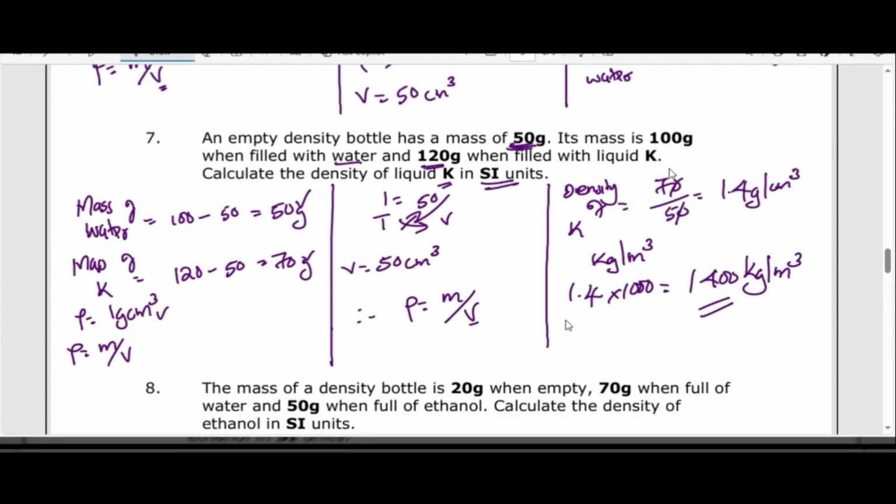You have that. And now because they have told me to give my answer in SI unit, I have to convert into kilograms per meters cubed. And the way to do that, you just multiply what you have with 1,000. When I want to move from grams per centimeters cubed, you multiply with 1,000 like we said before. The next one.